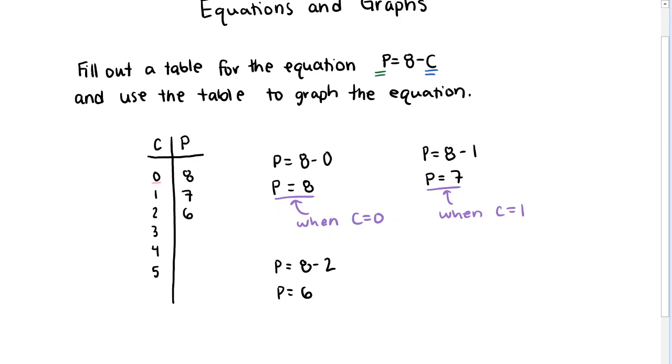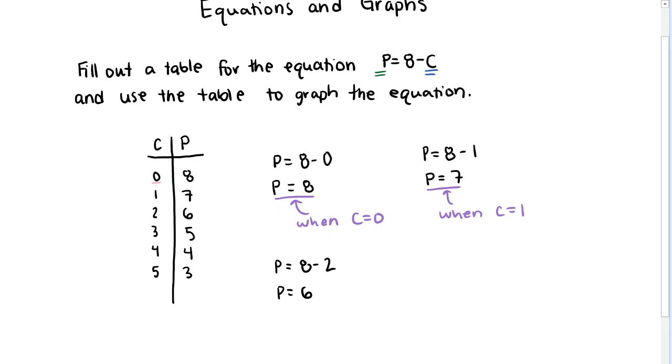And we can see that we just subtract away 3 from 8 for the next example to get 5, 4 from 8 in the next example to get 4, 5 from 8 in the next example to get 3. We can see this list of pairs of numbers that make our equation true. In all these examples, what do we do? We pick numbers for c and we plug them in and we figure out the corresponding values for p.